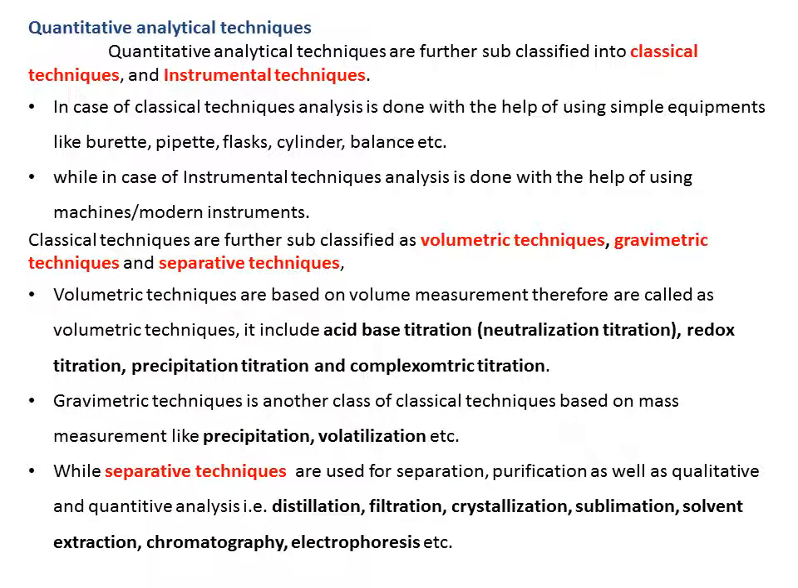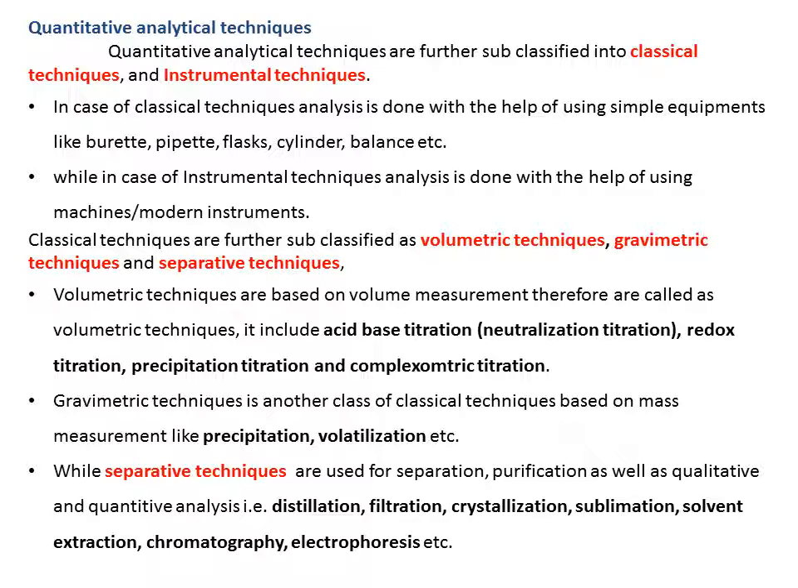Quantitative analytical techniques are further subclassified into classical analytical techniques and instrumental techniques. In case of classical analytical techniques, analysis is done with the help of simple equipment like a bullet balance. While in case of instrumental analytical techniques, analysis is done with the help of machines and instruments. Classical techniques are further subclassified into volumetric techniques, gravimetric techniques, and separative techniques.